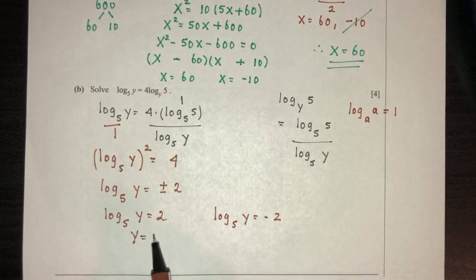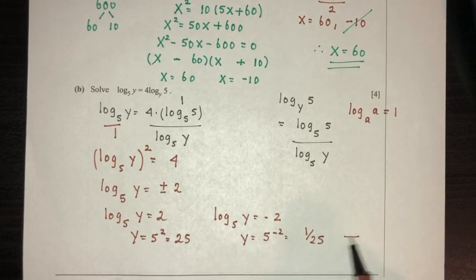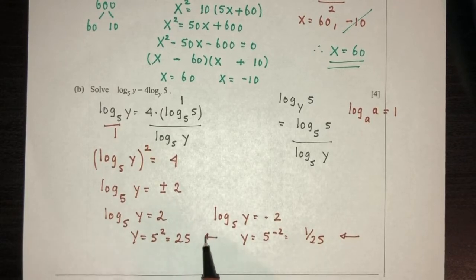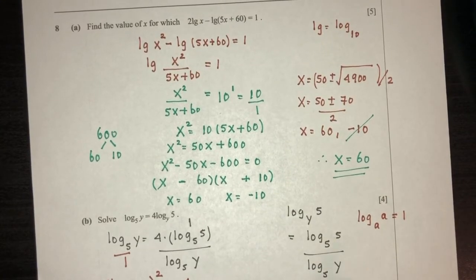So we have to send this one over here. y will be 5 power 2. That will be 25, or it can be 5 power minus 2. That will be 1 over 25. So these two will be your answer for this question. 25 or 1 over 25. That is your question number 8.